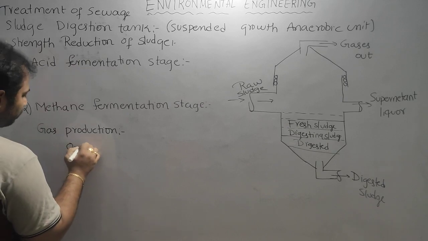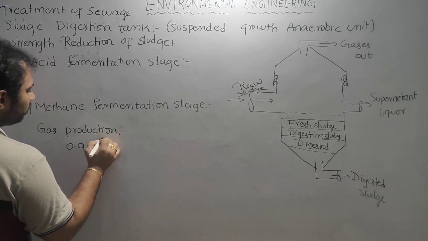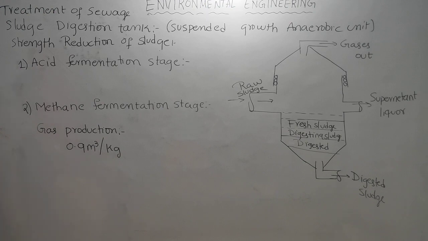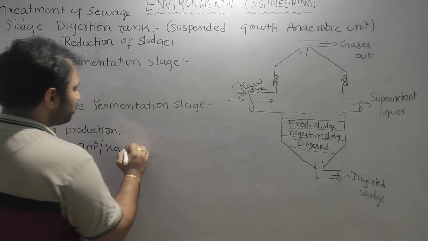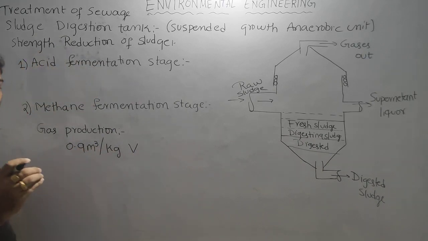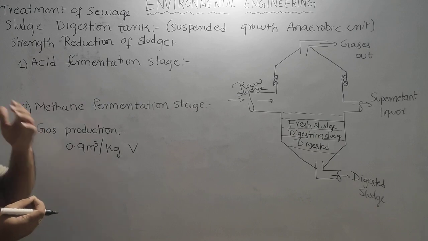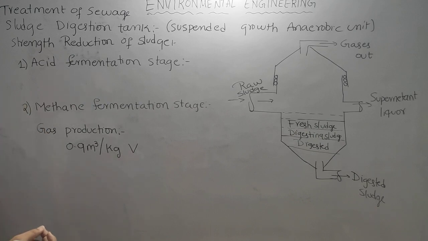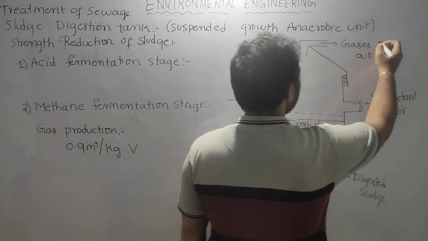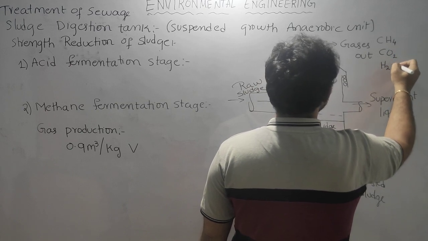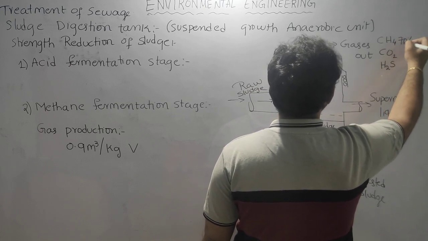0.9 meter cube per kg volatile solids. Non-volatile solids are inorganic solids, so they do not contribute to gas production. Only the organic, volatile solids, which can be degraded, contribute to the production of methane gas or any gas. It may be methane, CO2, or H2S. Majorly 70% is methane, which is very important.